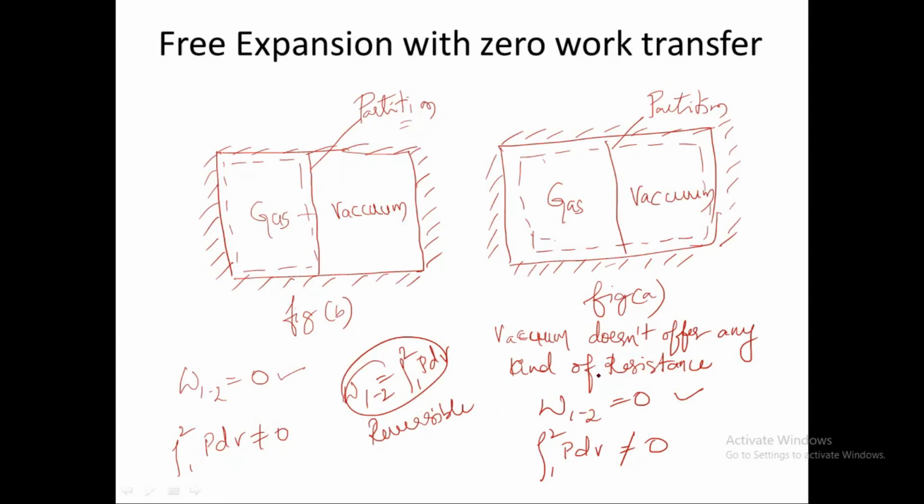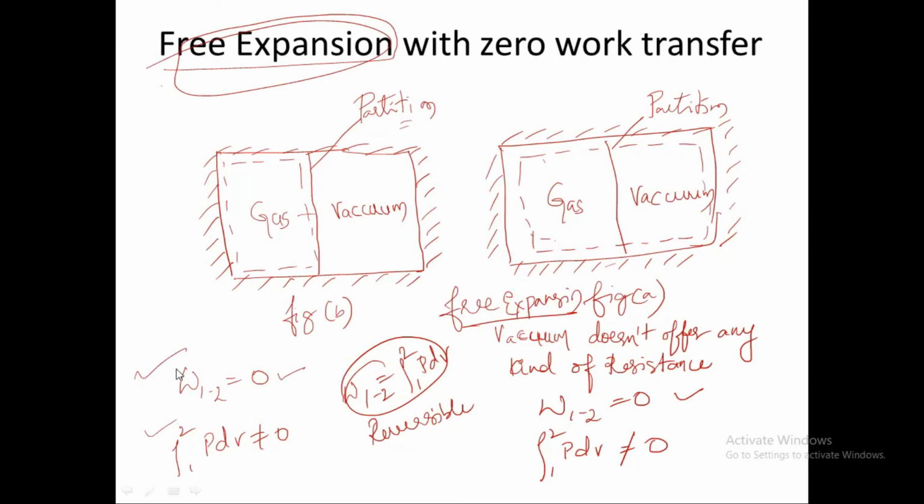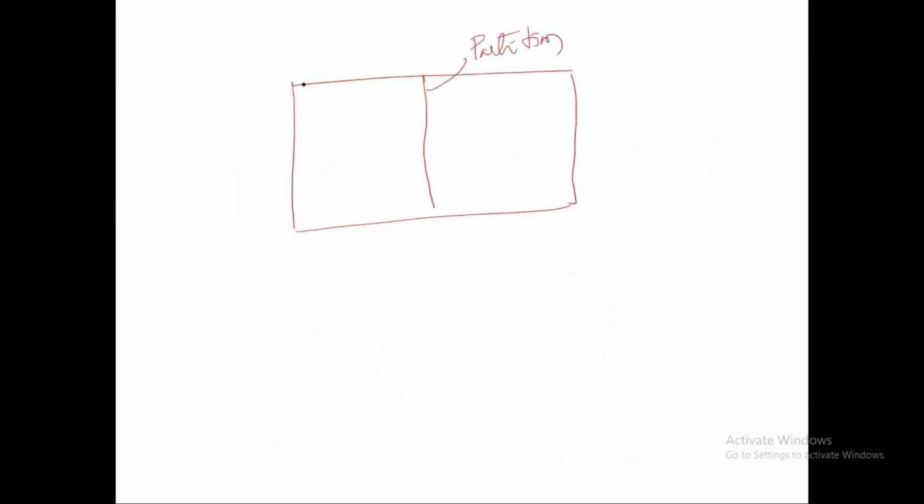Now, vacuum doesn't offer any kind of resistance. That thing we call free expansion. That's why the name free expansion. In a free expansion process, work transfer is 0. Now when is integral PdV equal to 0? Same compartment we will consider. It is bifurcated by a partition, and it is isolated.